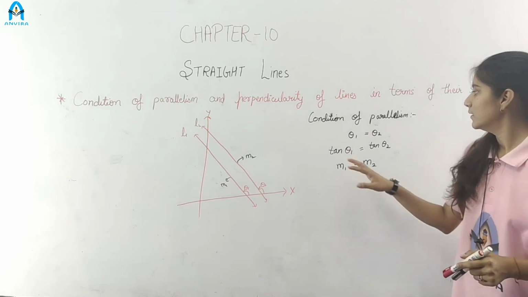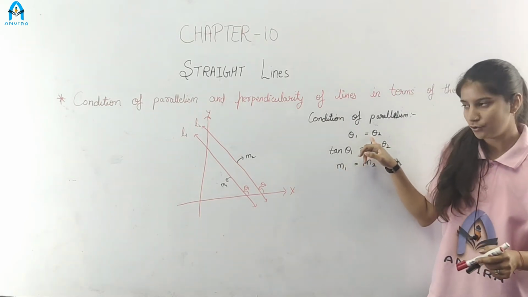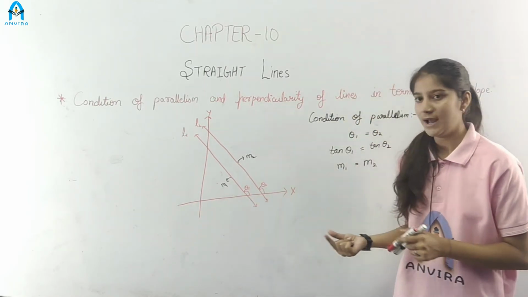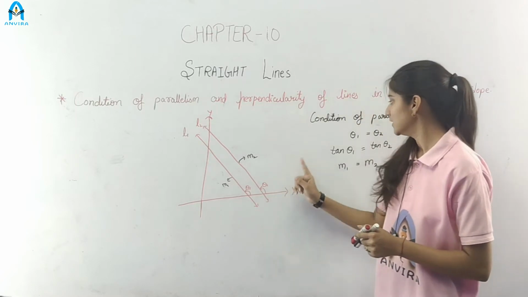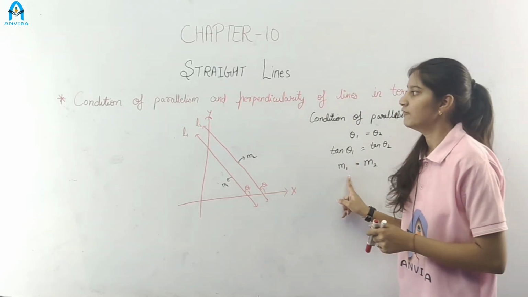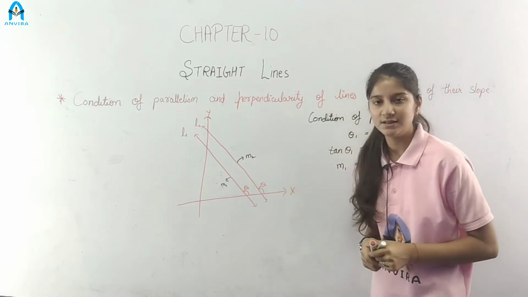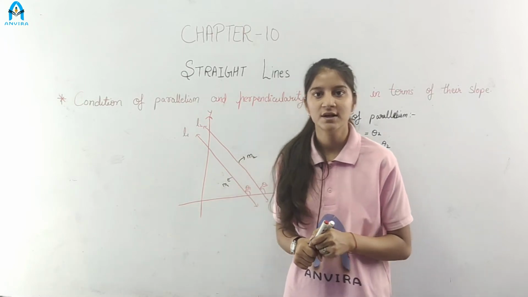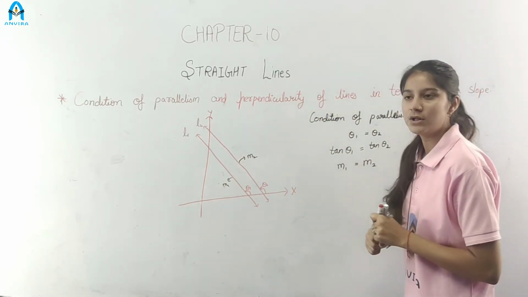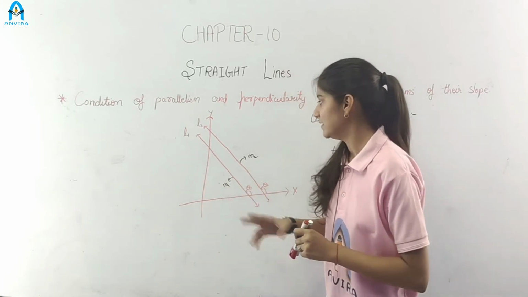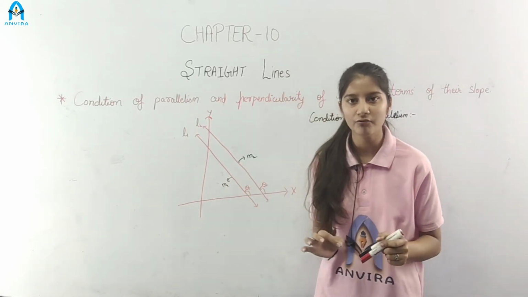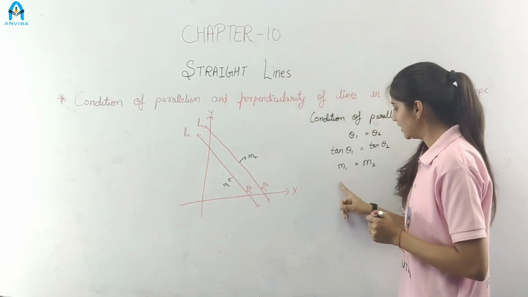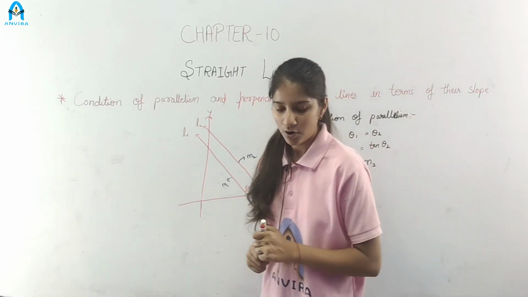So if two lines are parallel and their angles of inclination are equal, then their slopes are equal, and when the slopes are equal, we can say that two lines are parallel. So if we are given two lines and we have to show that these two lines are parallel to each other, then first of all we will find the slope of both the lines and check whether they both are equal or not.